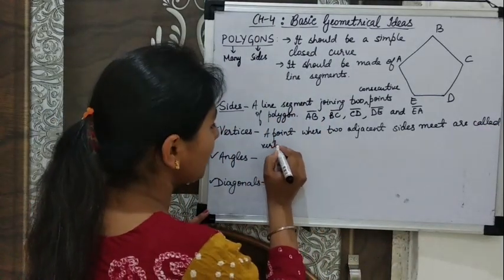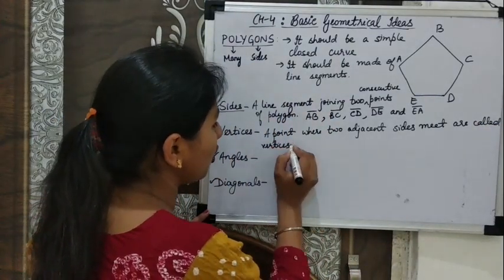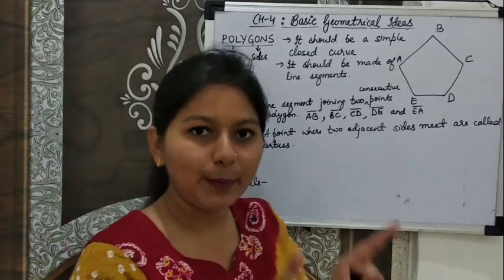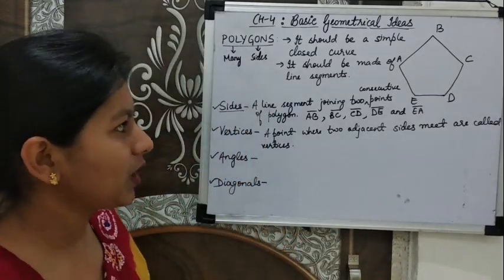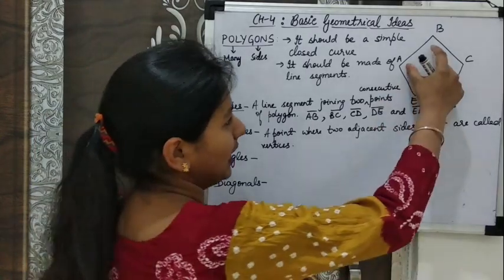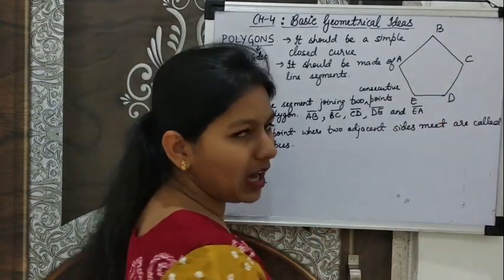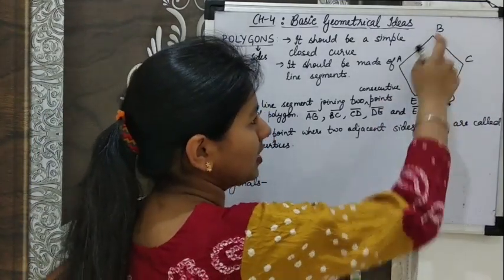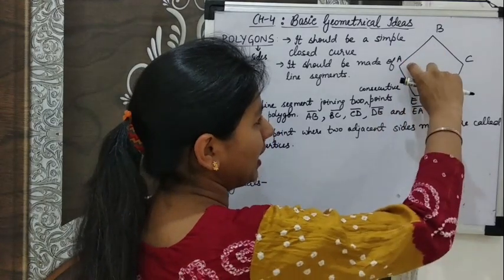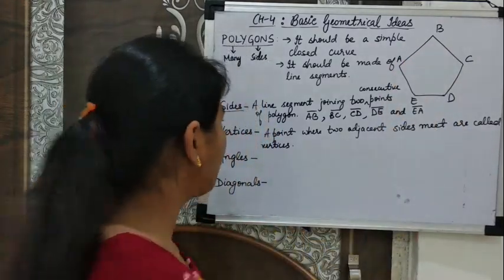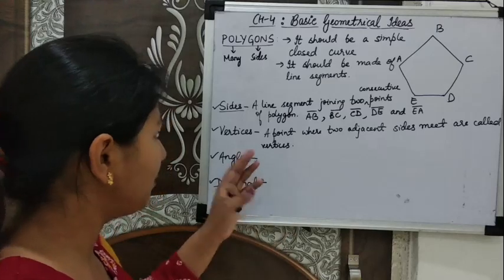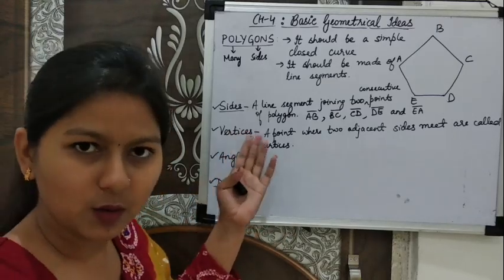vertices. ठीक है, तो ऐसा point जहां पे हमारे दो adjacent sides मिले, that is vertices. जैसे AB and BC are adjacent sides, they are meeting at vertex B. AB and AE are meeting at vertex A. Vertex also we can call, and plural of vertex is vertices.